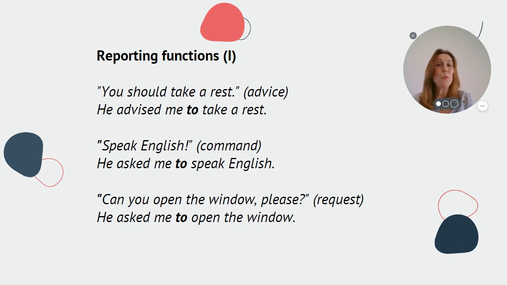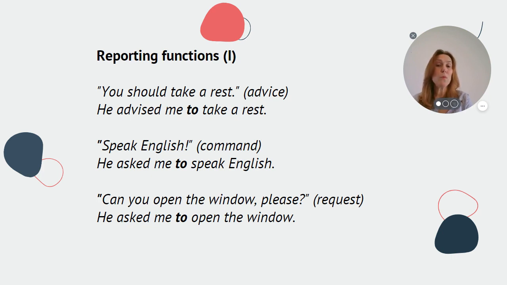Now we pass on to reporting functions, such as giving advice or commands or requests. "You should take a rest." He advised me to take a rest. In this case, we use the reporting verb advise. He advised me to take a rest. And notice the use of to, infinitive. "Speak English." He asked me to speak English. Or he told me to speak English.